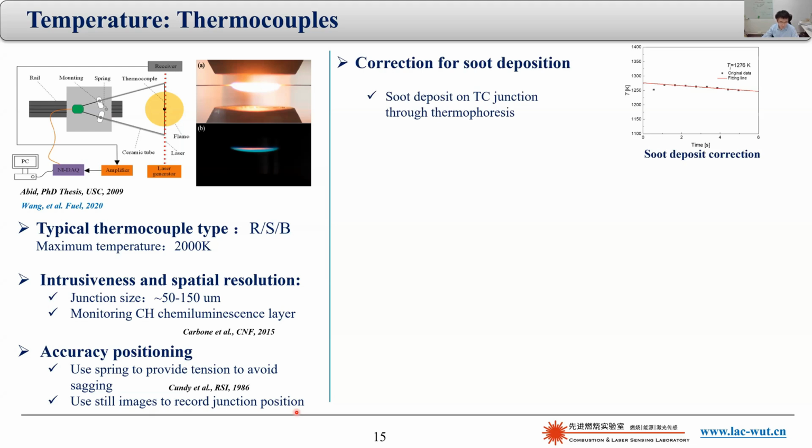There are other things that have to be taken care of when measuring temperature with thermocouple in sooting flames. The first is the correction for soot deposition. If you insert the thermocouple junction into a sooting region, soot will be deposited on the junction through thermophoresis effects. The result is actually a reduction of junction temperature with time. And this effect has to be corrected and can be corrected by doing extrapolation to time 0 when you insert the thermocouple. So that's why in this setup, you can see we use a laser just as a trigger signal to know where we have time 0.